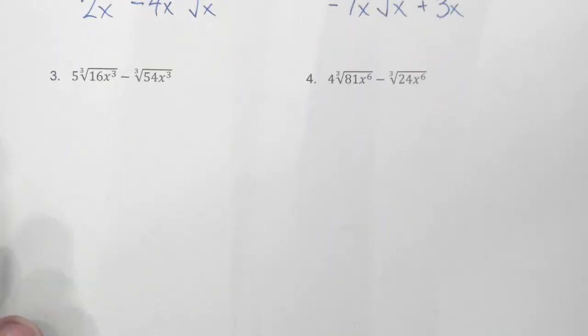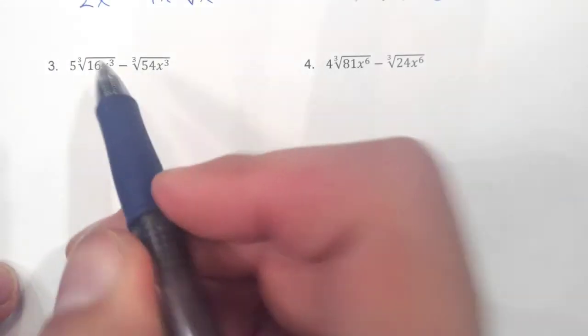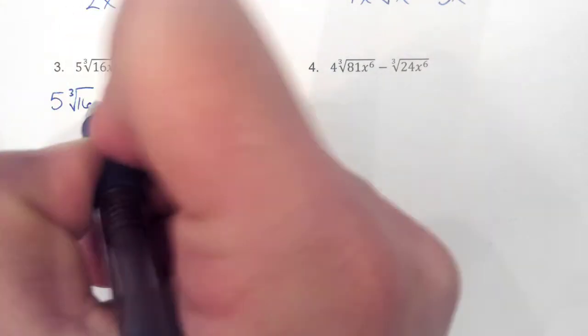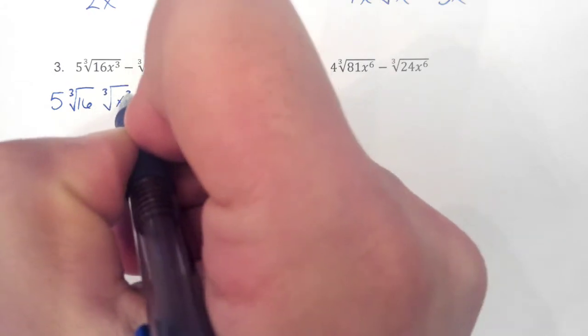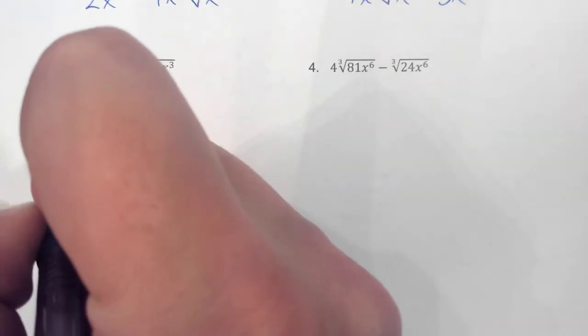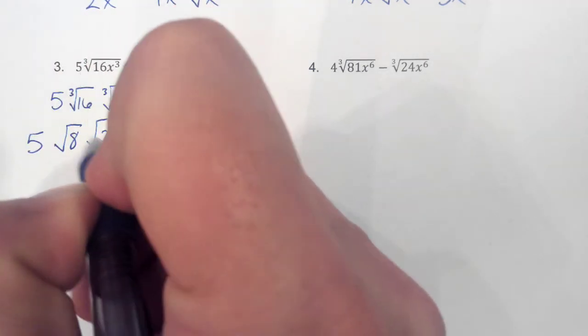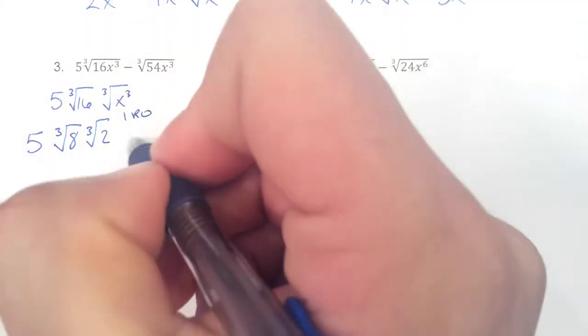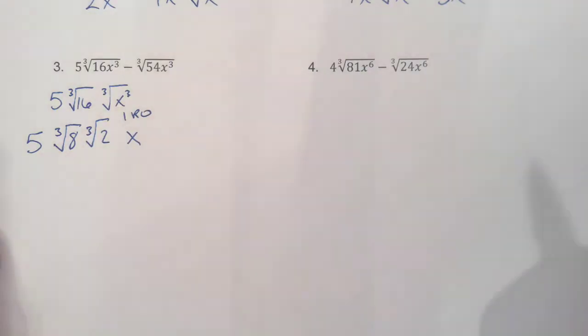Okay. Down here at the bottom, we have a couple of cube root problems. So remember, instead of looking for perfect squares, we're looking for perfect cubes. So we'll break this down into the pieces. We have 5, we have the cube root of 16, and we have the cube root of x cubed. So what perfect cube divides 16? That would be 8. 8 times 2 is 16. And then this one, how many times does 3 go into 3? Once, with a remainder of 0, right? So that would be representing x.